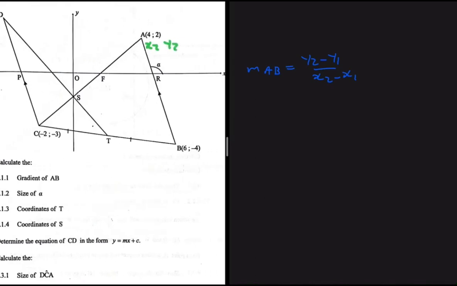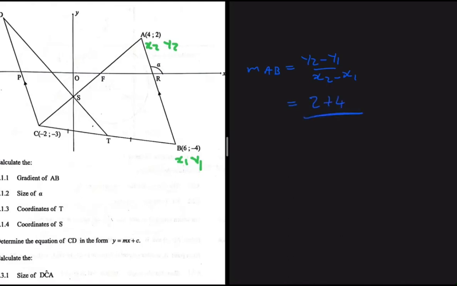Let's go ahead and calculate the gradient of AB, right? So we're saying that the gradient of AB will be equal to y2 minus y1 divided by x2 minus x1. So we have to decide which point we take as point 2 and which point we take as point 1. So let's take point A as point 2. So we're going to have 4 being x2 and then 2 being y2. And then here for B, we're going to have x1 and y1. So if we substitute that, for y2, we have 2. And then for y1, we have minus 4. So that will just be plus 4.